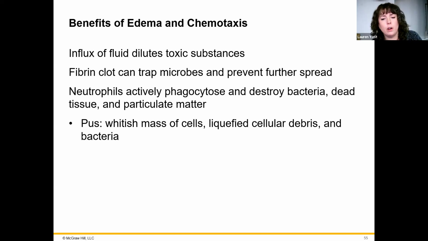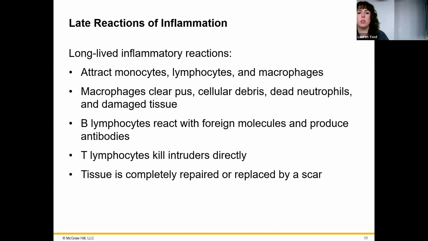Neutrophils will go around phagocytosing the bacteria and breaking them down, and that will lead to pus. Whatever their waste is that they're making, the dead neutrophils, the dead bacteria, the bacteria themselves, the active neutrophils, all of this in the liquid makes pus. All right, that's the beginnings of it.